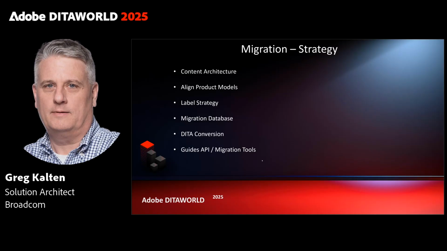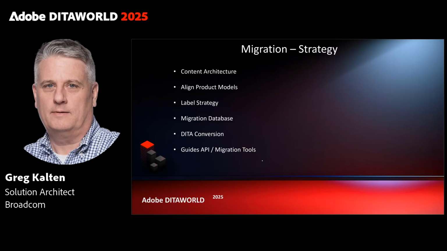Third, a label strategy. We set a standard that every piece of content that went into the TD2 environment was going to use a dynamic baseline with labels from the start. No exceptions. Fourth, this isn't really strategy, but it is really key to what we did. We created a migration database. We created a database that sat between the two environments and allowed us to model exactly how that content was going to look inside guides before we put it there.